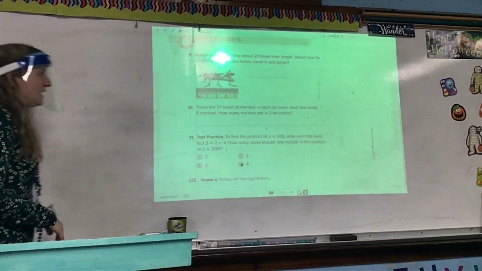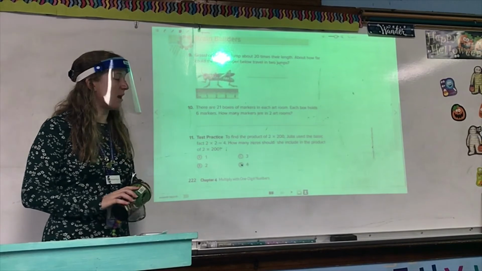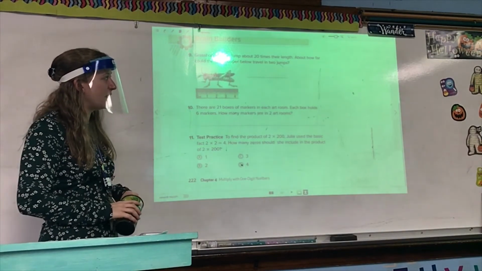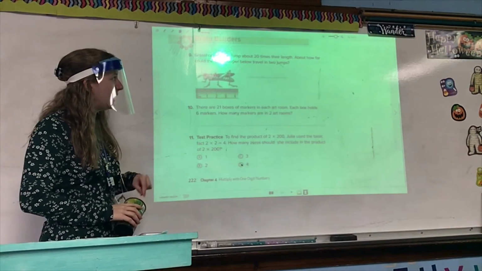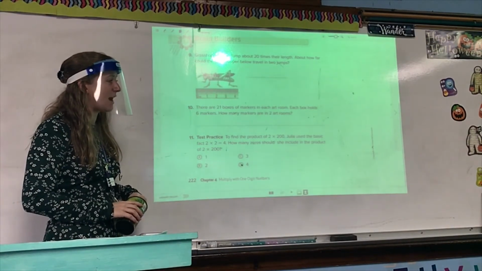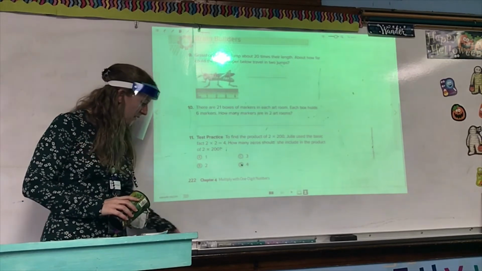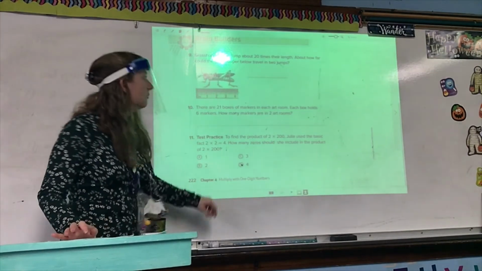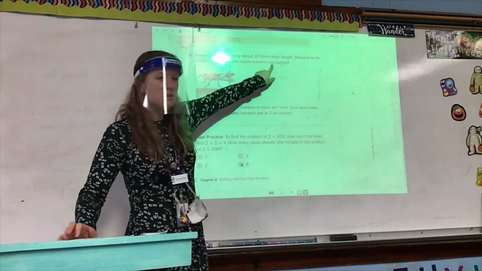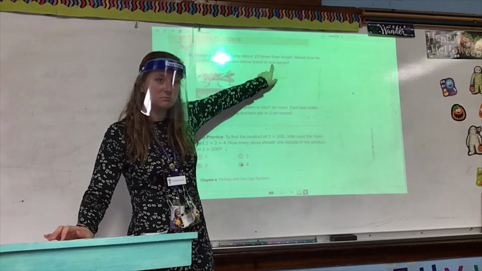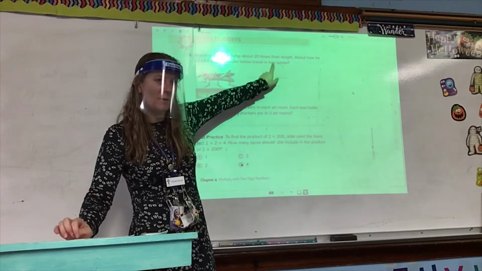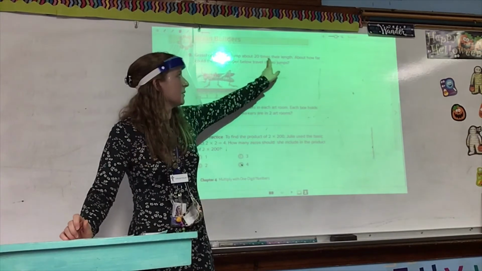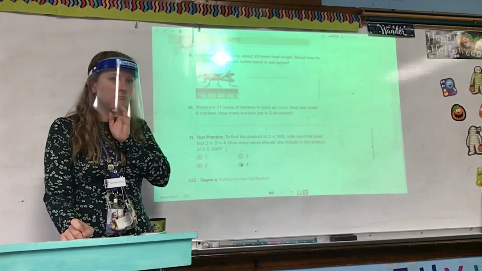Okay, number 9 says, this is a word problem. Grasshoppers can jump about 20 times their length. About how far could the grasshopper below travel in 2 jumps? Colin, are we saying 20 times 2? No. Why? Can you tell me why? Think about it for a second. Those are the numbers, but that's not what we're solving.